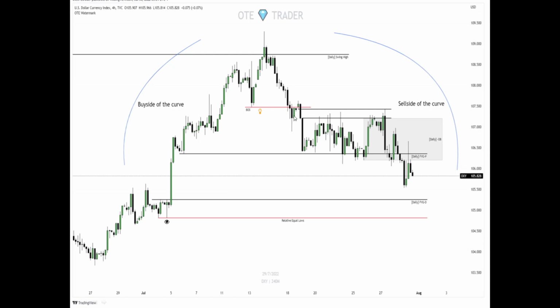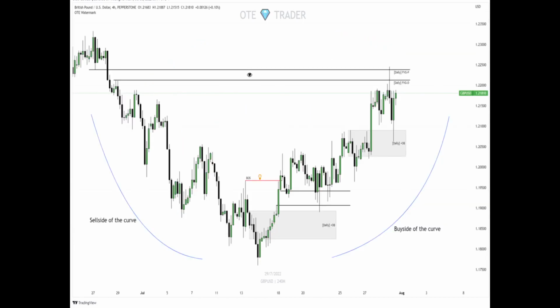But again, looking at all the PD arrays, right, which are getting respected, we have this order block here with a fair value gap, which got tapped a lot of times. So this is a pretty tough price action to maneuver yourself in. But nonetheless, knowing which side of the curve we are on, we know which way DXY should trade, which is lower. Going to the British pound, we can actually see a lot more clean price action, right? So we are first at the sell side of the curve, right, which was logical because DXY went up. And then when DXY started to trade lower, you can see GBP USD trade up with more ease.